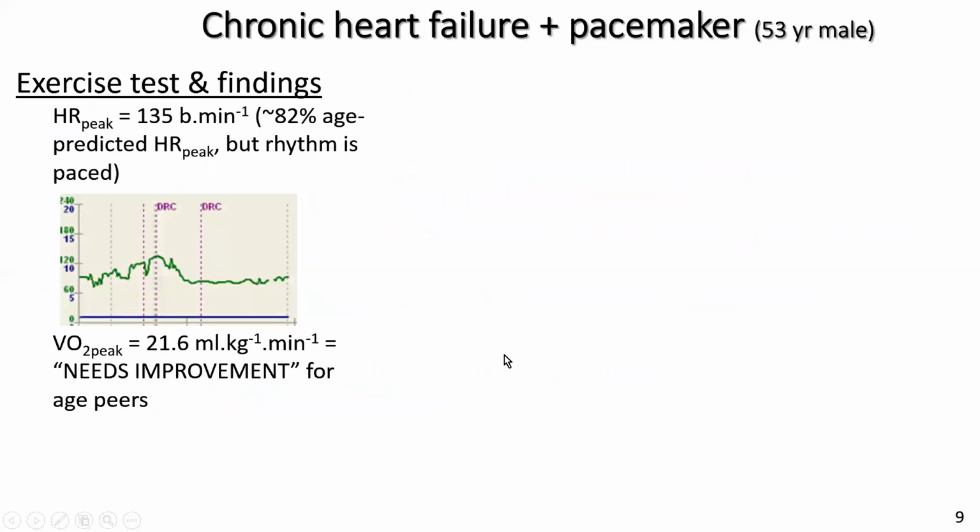Now, coming to his exercise test, we got to 82% of his age-predicted peak heart rate, but this was because his rhythm was paced. We think it was paced throughout exercise. And again, this emphasises why in Fit Test we have control over these heart rate interpretations, and you're not locked into 100% of age-predicted peak heart rate, which is a great strength of my app Fit Test and allows us to really analyse what's going on here. And VO2 peak was estimated to be 21.6 mL per kilogram per minute, obviously lowish for a 53-year-old male.